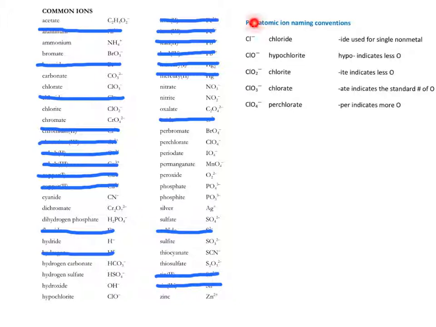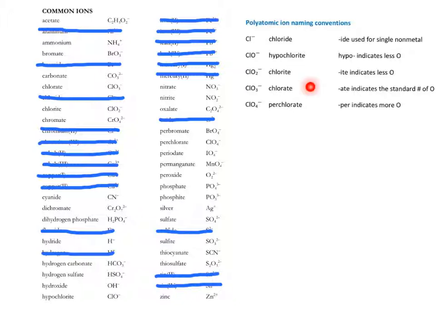Now, the series that I have over here on the right-hand side shows it as bad as it possibly can get. If you take a look at the chlorine and oxygen series, there's one that has 1 oxygen, one with 2, all the way up to 4 oxygens. So they had to come up with a way to have distinguishing names for all 4 of these different ions.